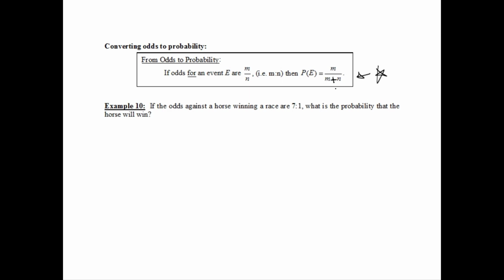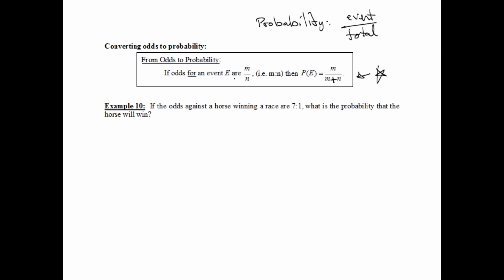Here, remember what we want to do with probability is contrast the event against the total or the whole. And so that's why we need to add the event and the complement, those chances or simple outcomes, together to get the total. That'll be our denominator. For odds, we're contrasting the event against the complement.